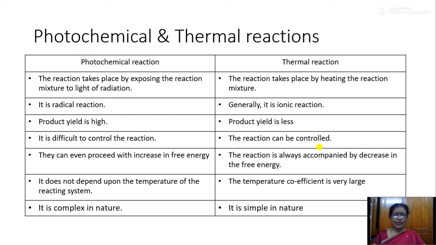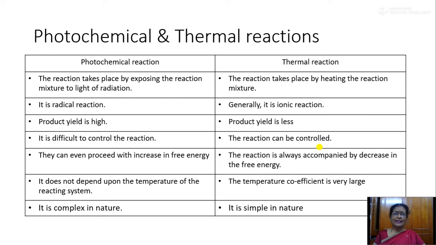In the case of the photochemical reaction, the reaction takes place by exposing the reaction mixture to light or radiation. So when a reaction mixture is exposed to light of different radiation, as I told you the range, a particular reaction takes place, that is called a photochemical reaction. In the other case, thermal reaction, the reaction takes place by heating the reaction mixture. Here the temperature is required. So the reaction can take place by applying the temperature.